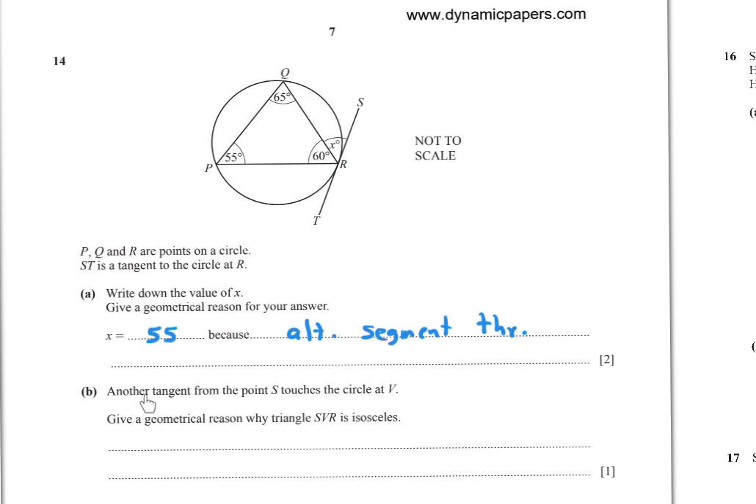b. Another tangent from the point S touches the circle at V. Give a geometric reason why triangle SVR is isosceles.